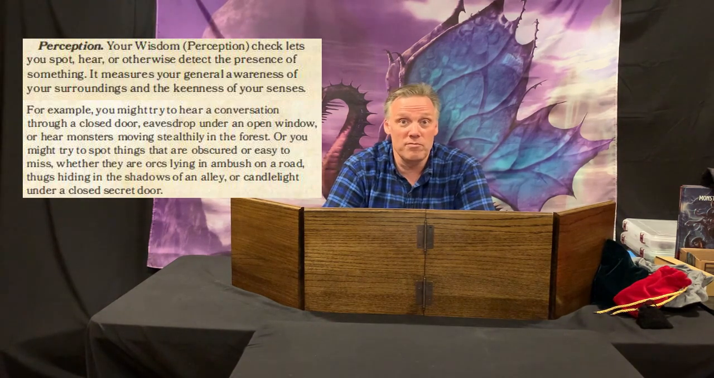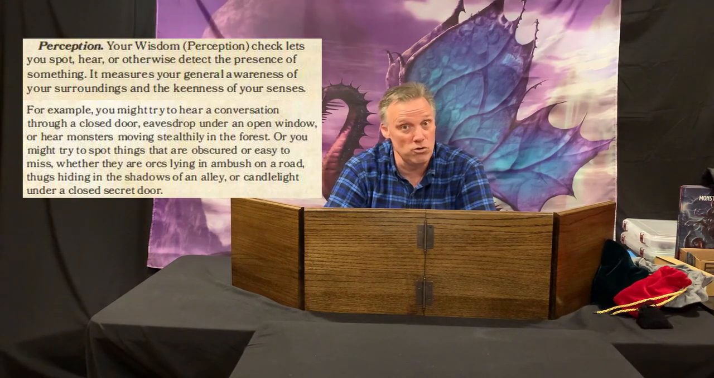Or you might try to spot things that are obscured or easy to miss, whether they are orcs lying in ambush on a road, thugs hiding in the shadows of an alley, or candlelight under a closed secret door. Okay, so far it sounds like the usual way of using perception checks is borne out. But what's interesting here is the inset box with the heading Finding a Hidden Object. Listen to what we read in that box.